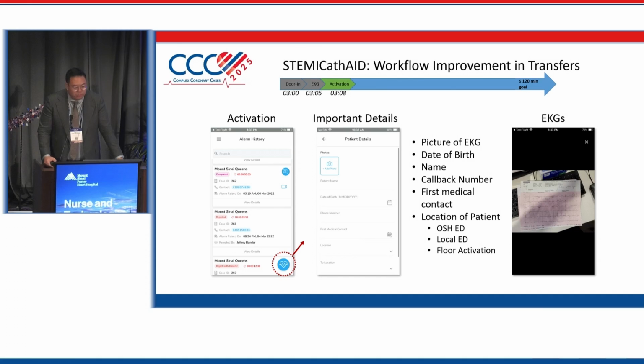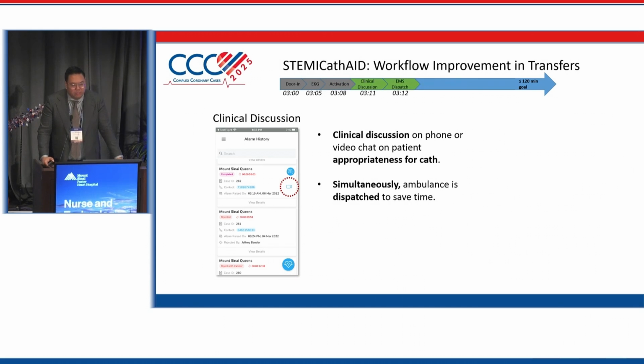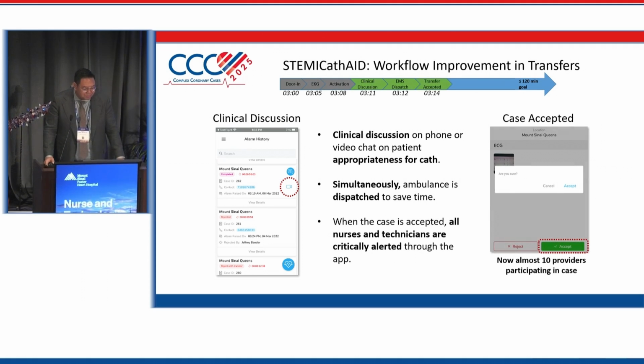Now the ED physician will suspect STEMI, they'll raise a case, and that alert will go directly to the interventional cardiologist that's on call with all the information that they need as background before they have a very important phone call with the attending to decide whether or not this patient is appropriate for cath. As this is happening, the transfer center is simultaneously dispatching an ambulance to save time. So even before we have a decision whether this is a go or not, the ambulance is moving.